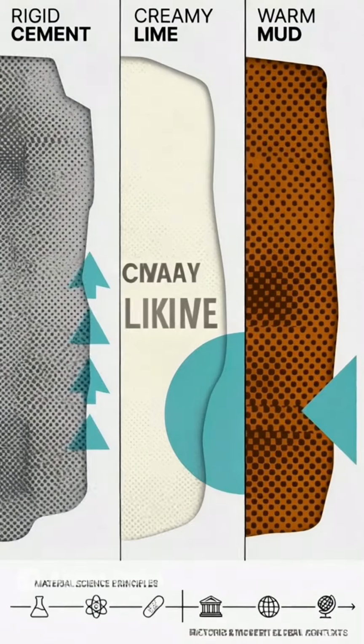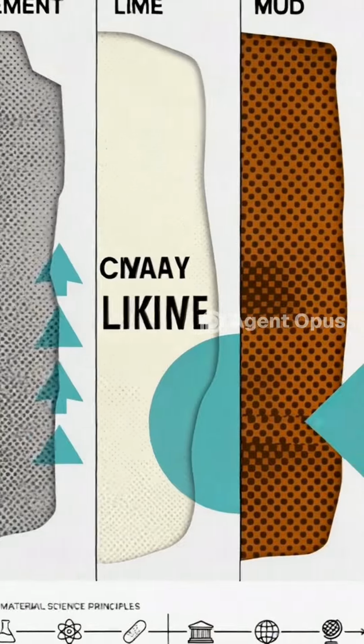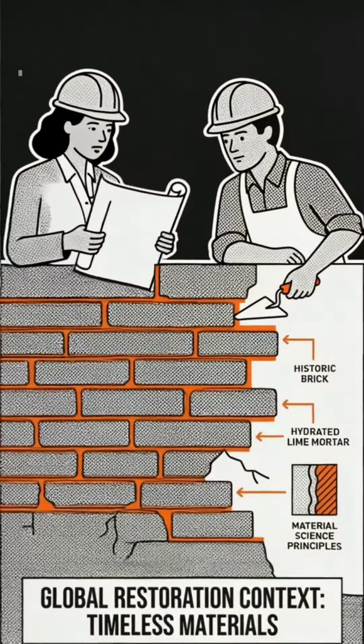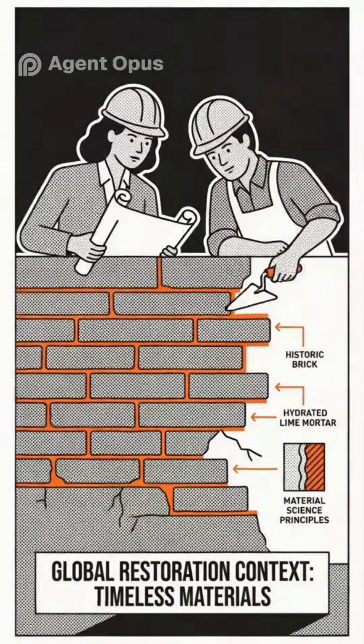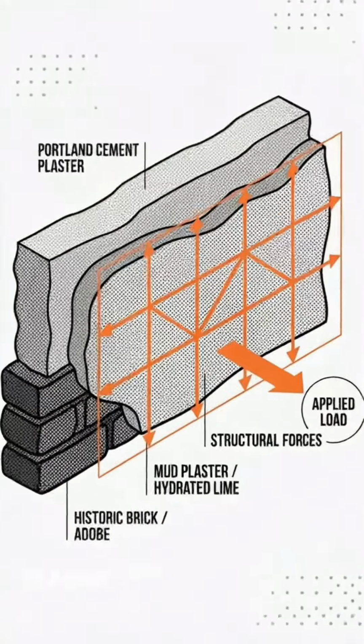Today, we're examining plaster as a building system, comparing cement plaster with traditional lime and mud plasters. For architects, builders, and preservation professionals, this distinction is not aesthetic. It's structural and material science.